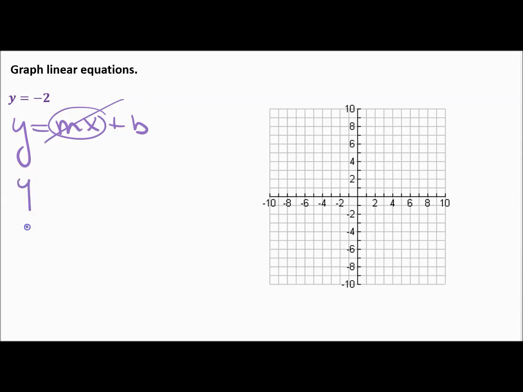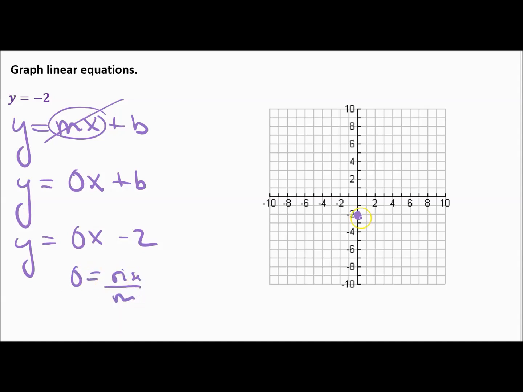So we really have y equals 0x plus b. So that's y equals 0x minus 2. Okay, again because there's no mx there. So our y-intercept is -2 and our slope is 0. So if you think about 0 is rise over run, you don't rise at all and you run however much you want. Now, if you want to go through that much trouble every time when you have one of these, you certainly can. I don't advise it.